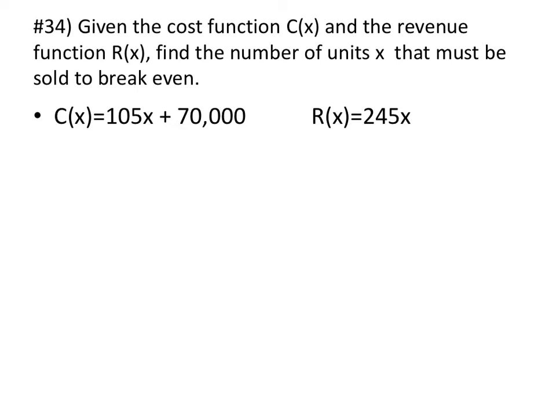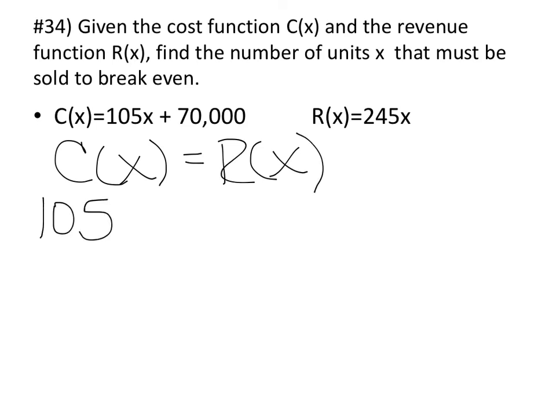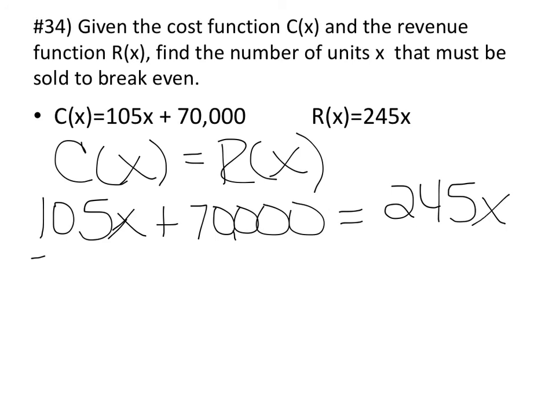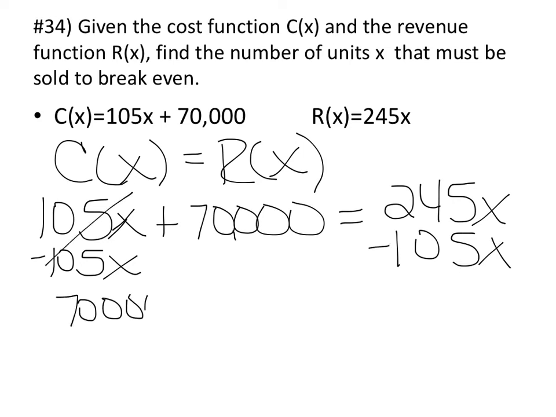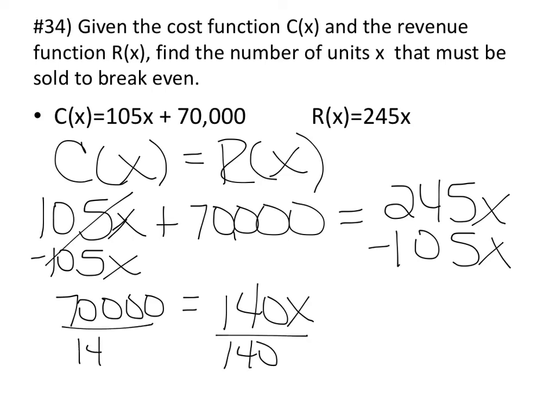And on number 34, same situation. You've got C of x is equal to R of x. So C of x is 105x plus 70,000. And R of x is 245x. So I'm going to subtract 105x from both sides. And you get 70,000 is equal to 140x. Divide both sides by 140. And you get the break-even point of 500 units.